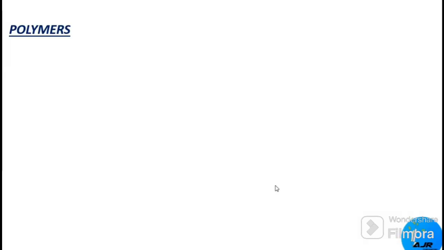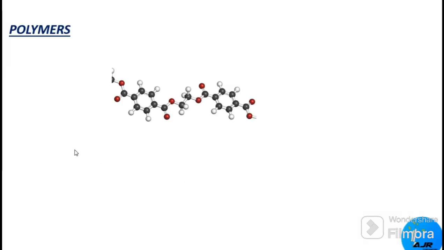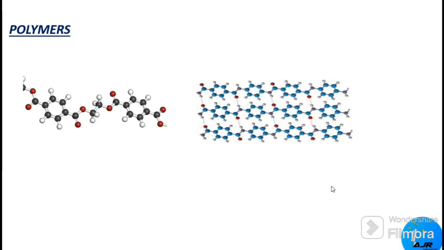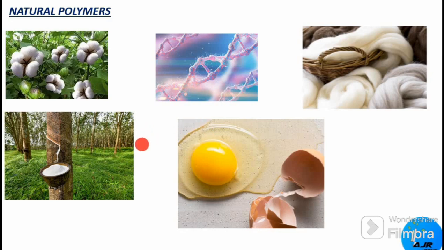Actually, polymers are giant molecules having very high molecular masses, as high as 50,000 or even more. Such molecules occur in nature and can also be synthesized in the laboratory. There are two types of polymers, natural polymers and synthetic polymers. Common examples of naturally occurring polymers are cotton, DNA, wool, rubber, protein, cellulose, starch, resins, etc.